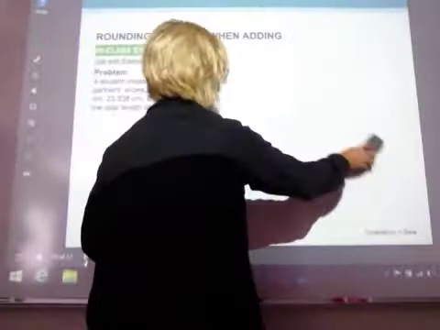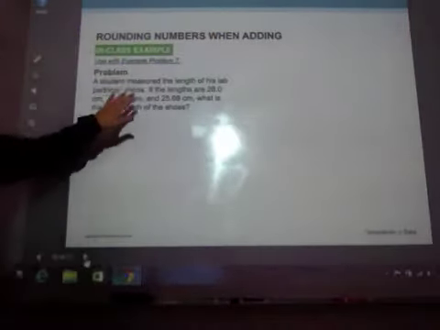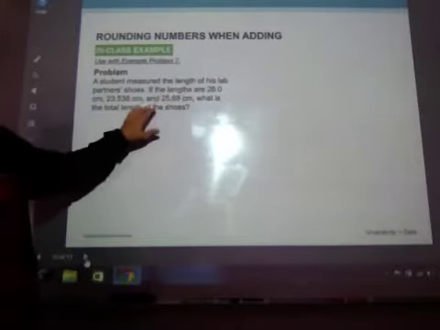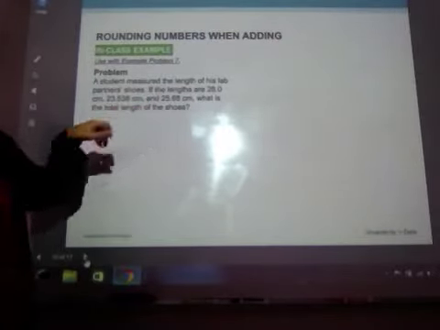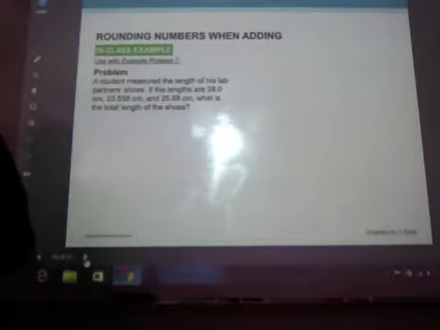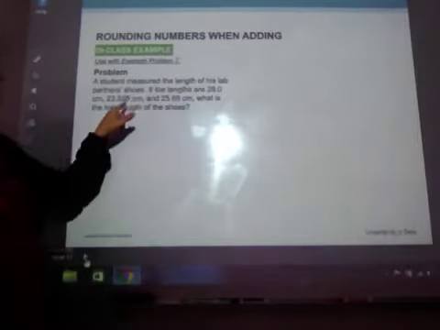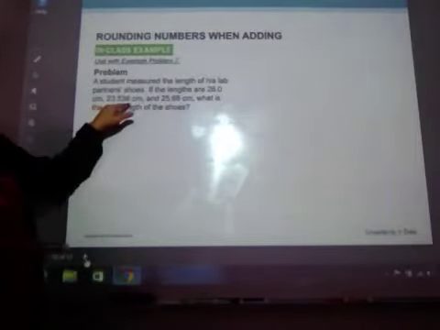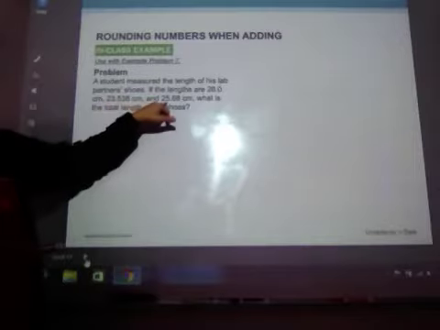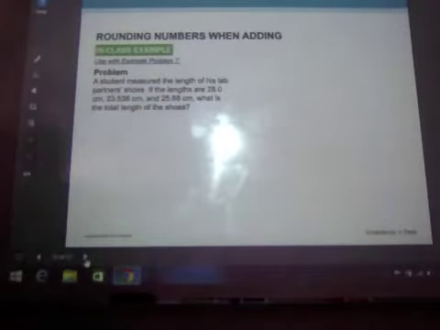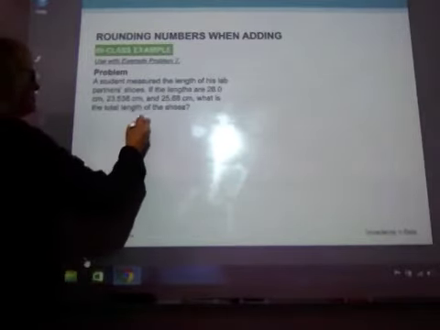Example: a student is measuring the length of shoes. There's 3 lengths and I want a total. What are you going to do with those 3 numbers if I want a total? Add them together. Somebody add 28 plus 23.538 plus 25.68 and tell me what your calculator tells you. 54.218.